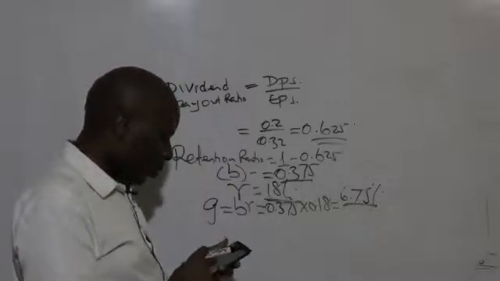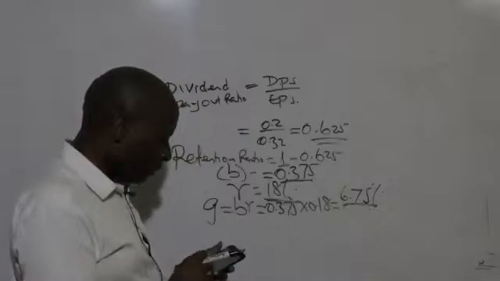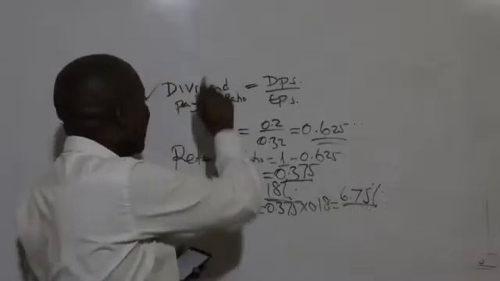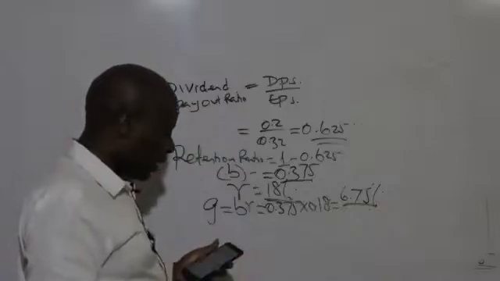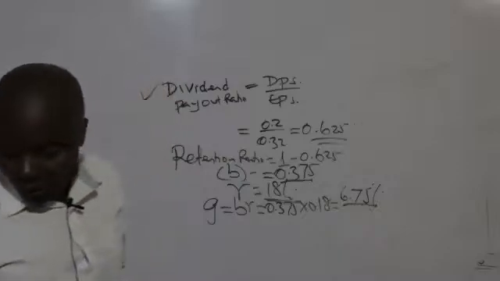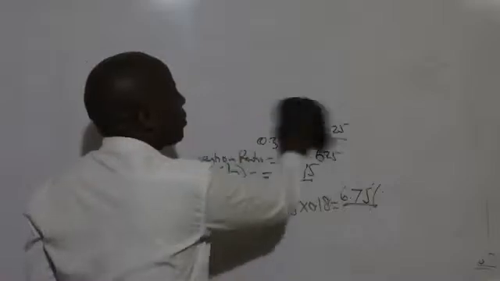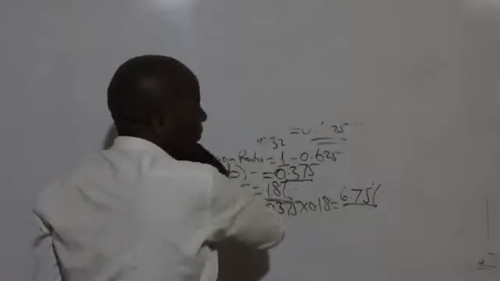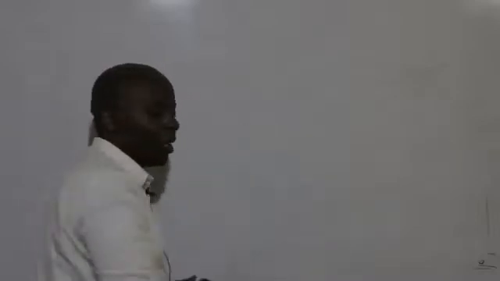Now straight away, ladies and gentlemen, they want us to estimate the rate of growth in dividends. That we have done very well. Now go to B, where they want us to estimate the cost of equity. So B, cost of equity, that is as easy as a leisure walk in the park.